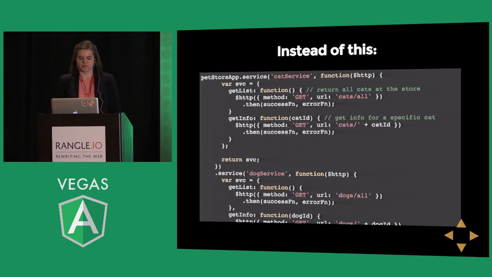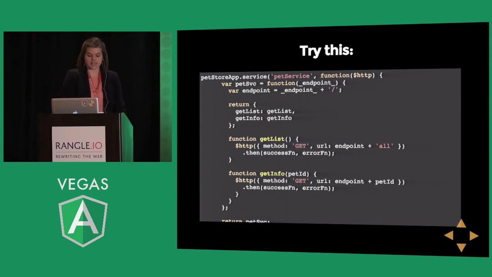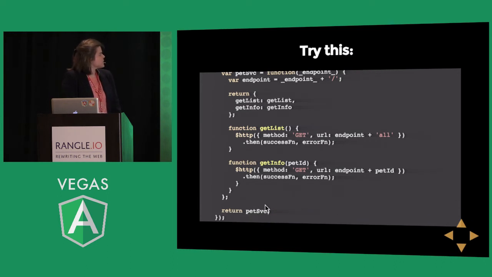They're all animals. So instead of setting it up this way, what we can do is create a base service and then extend it for each specific use case. Here I'm creating a generic pet service. I still have my getList and getInfo functions, but instead I'm passing in the endpoint I want to use, and my getList and getInfo functions refer to that parameter instead, and I just return the entire pet service. The main structure is the same, but this is much more generic.